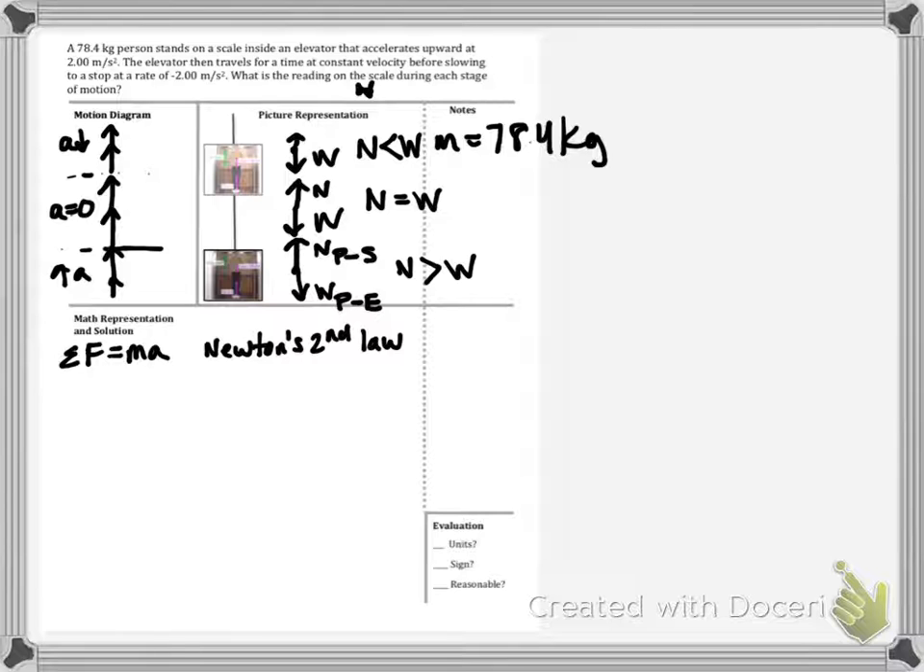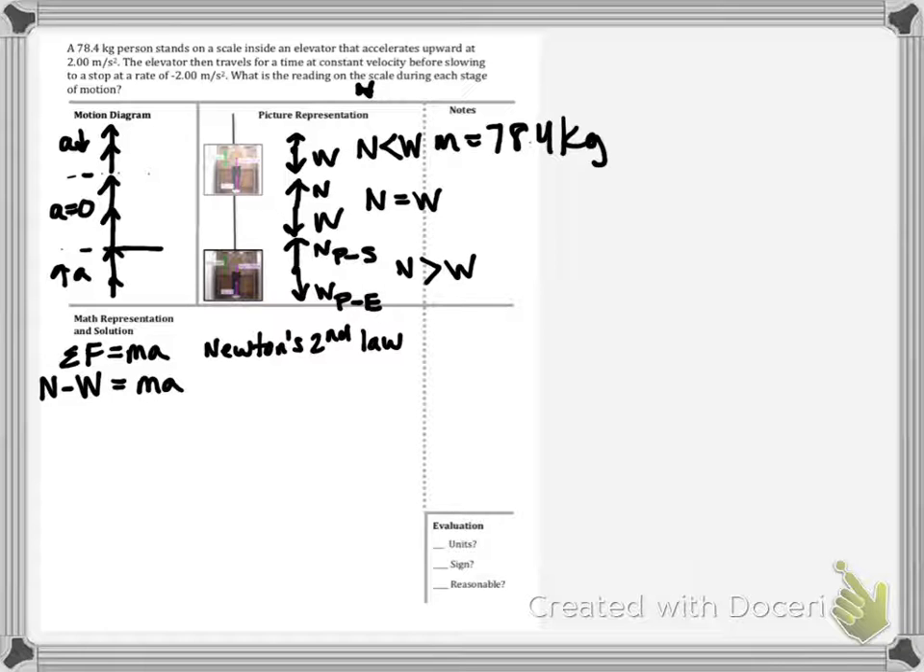I look at my free body diagram and I say, how many vertical forces am I working with? 2. That means there should be 2 terms on the left side of the equal sign for sum of the forces. Instead of writing sum of the forces, I'm going to have 2 terms, normal and weight, because there are 2 forces on my free body diagram. I subtract the normal and the weight because they are definitely not acting in the same direction.